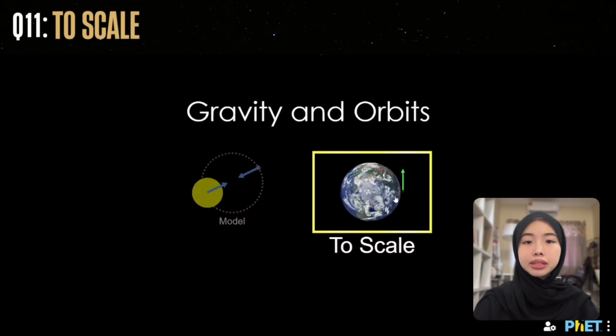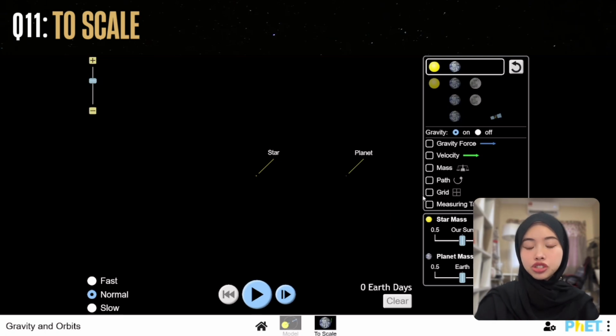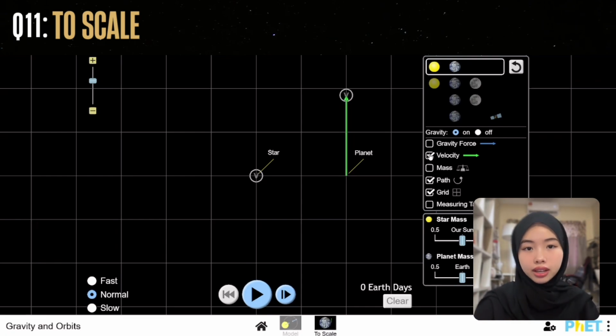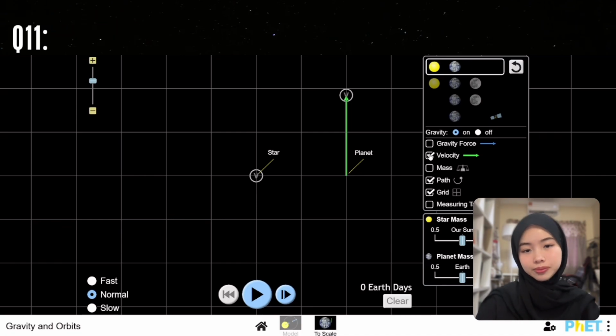In the two-scale mode, each grid line equals 1 astronomical unit, the average distance between the Earth and the Sun. This lets us model the Sun-Earth system at realistic scale. One orbit equals roughly 365 Earth days.